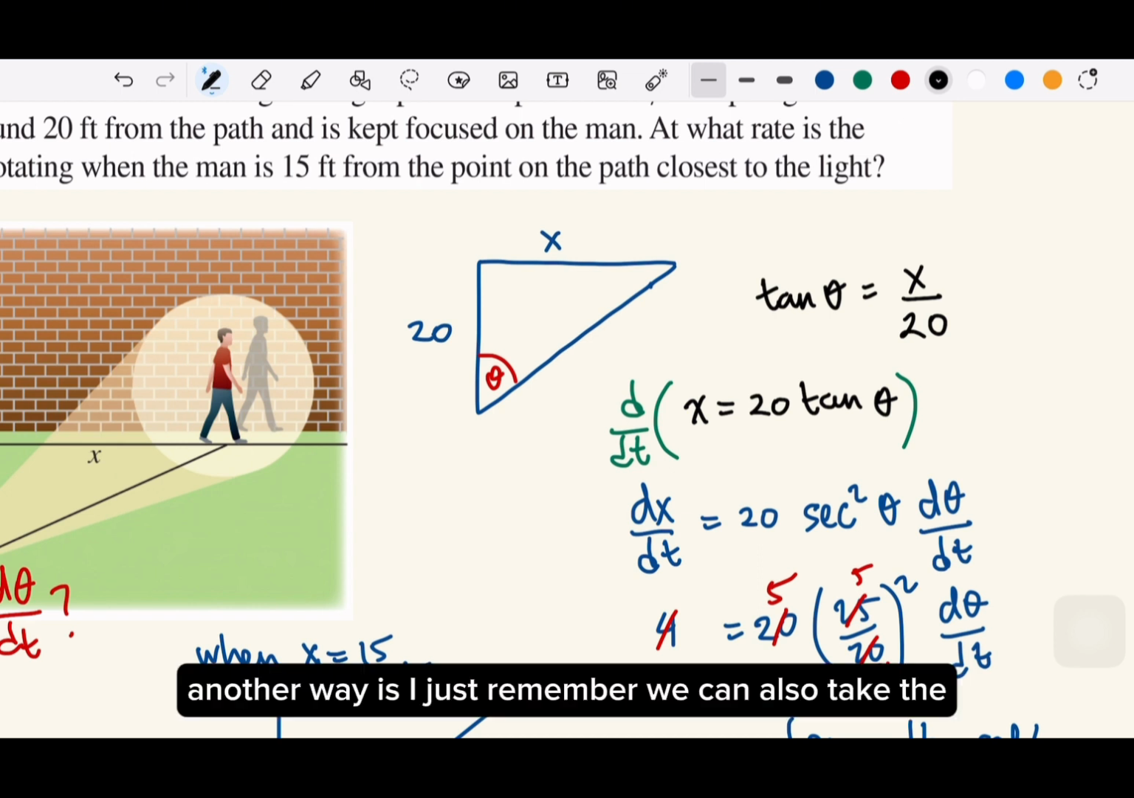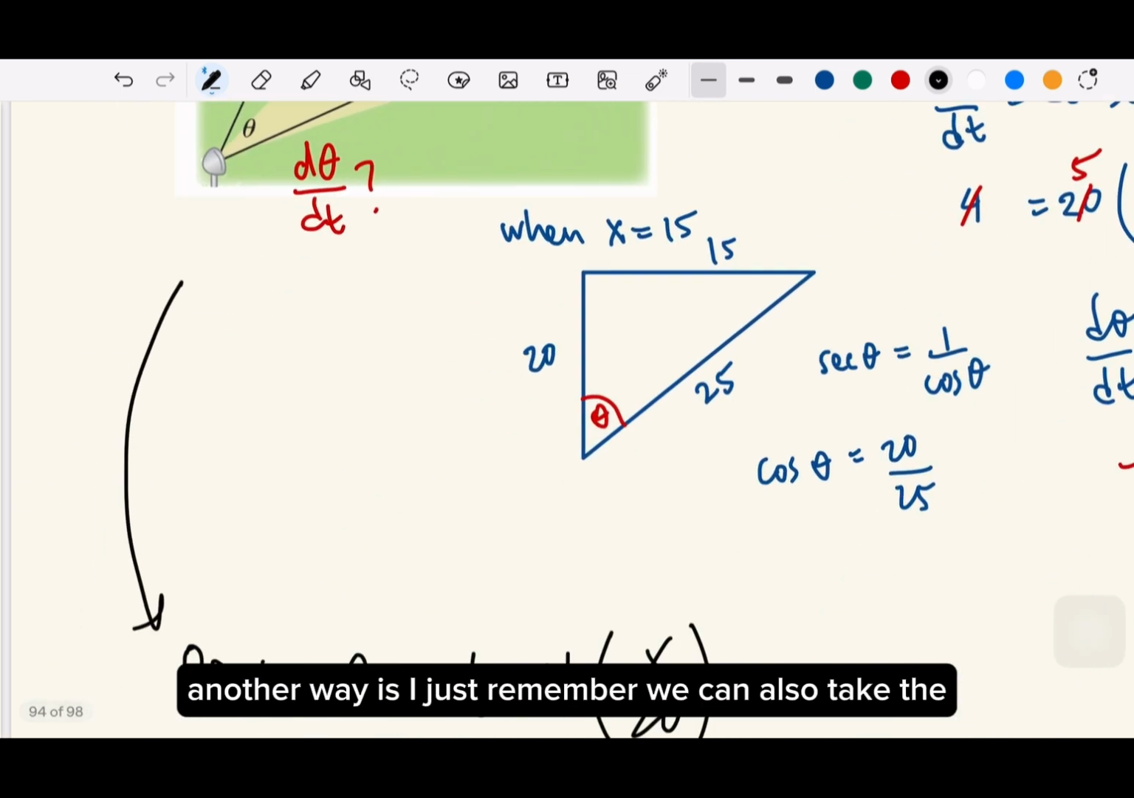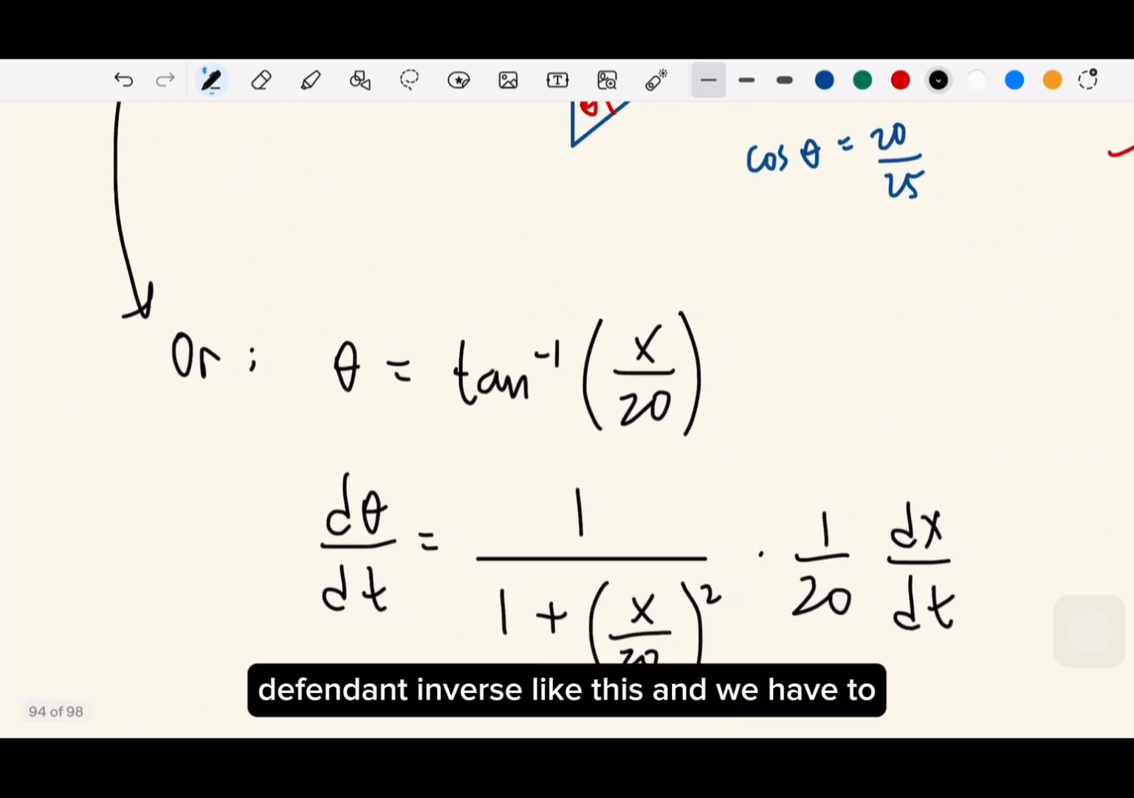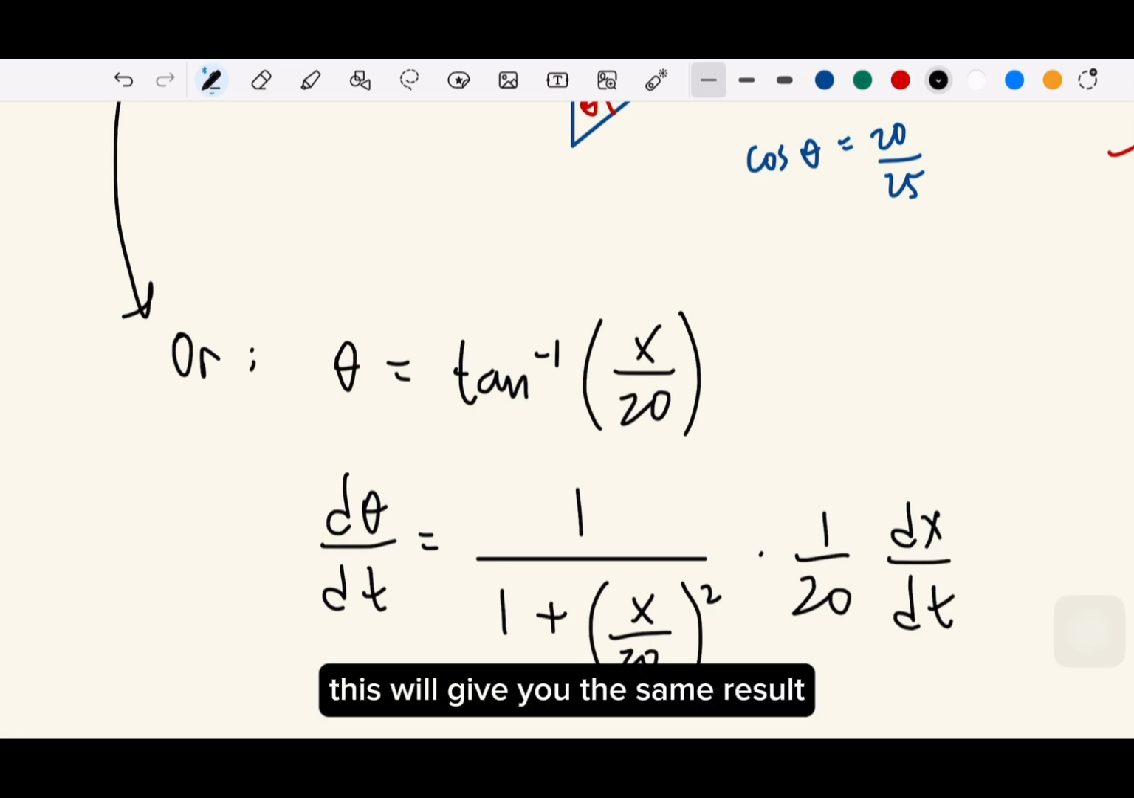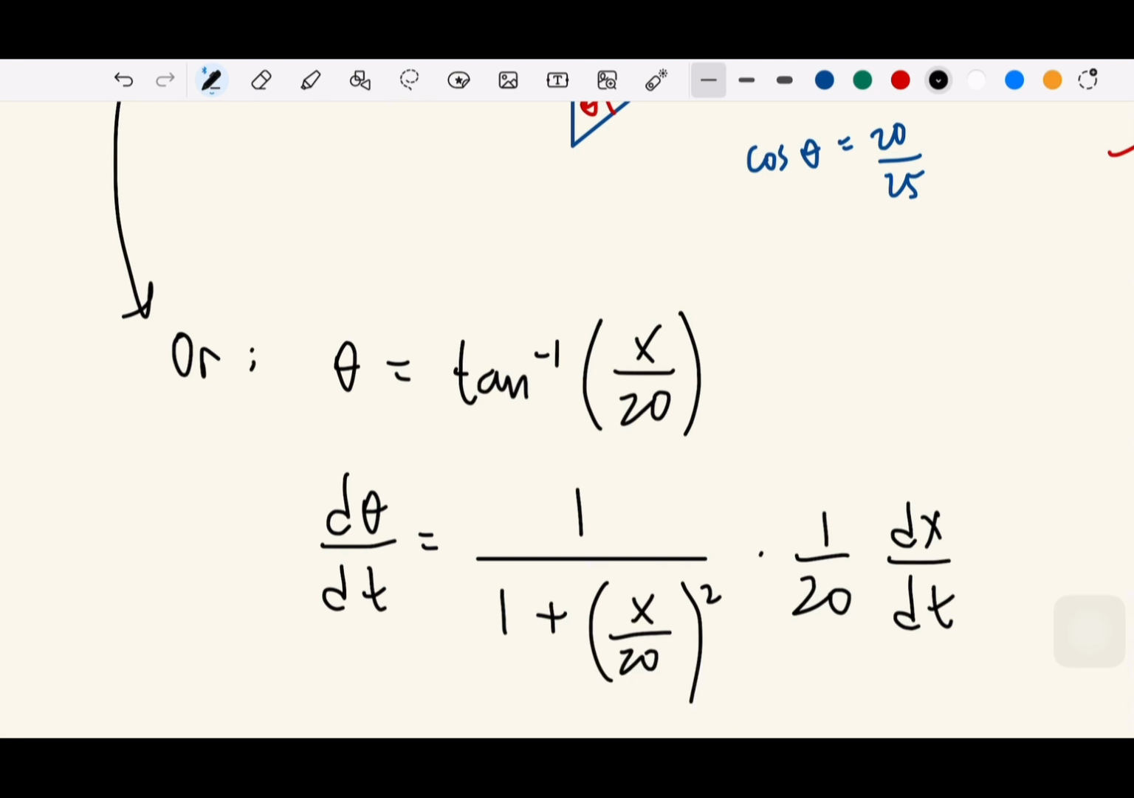Another way, which I just remembered, is we can also take the tangent inverse like this, and then we have this expression, so we can take the derivative of this. This will give you the same result. So there are multiple ways to view it. As long as your relation is correct, and all the assumptions are correct and consistent, you will get the same result.